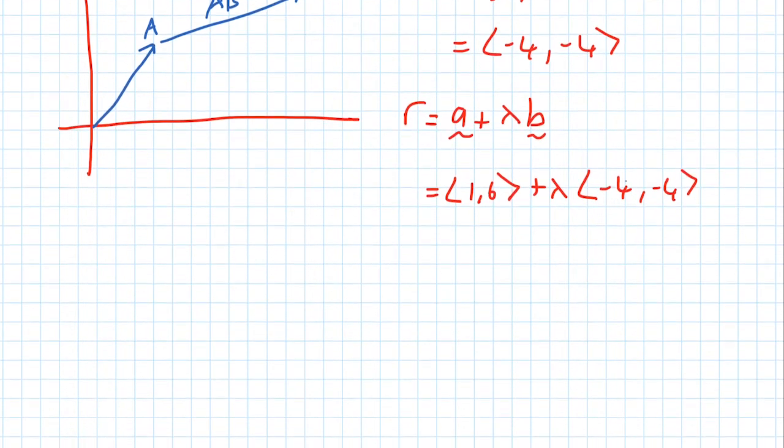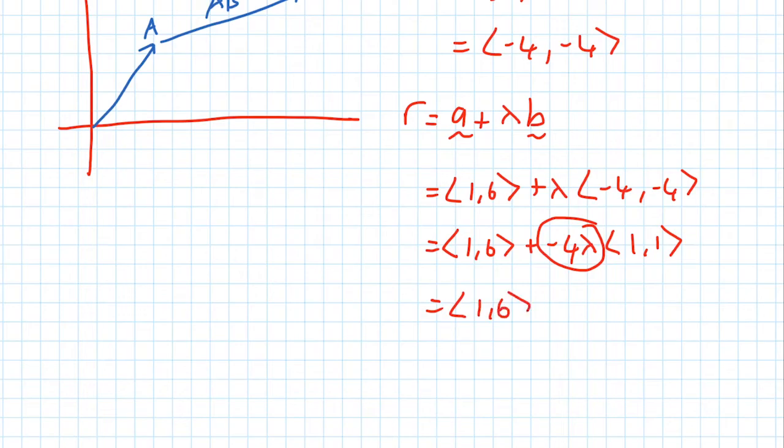What you might notice though is that I could also write this as (1, 6) plus -4 lambda times (1, 1). The vector (-4, -4) is in the same direction as (1, 1). And if we combine -4 and lambda, we could actually rewrite this equation as plus some new lambda value times (1, 1).